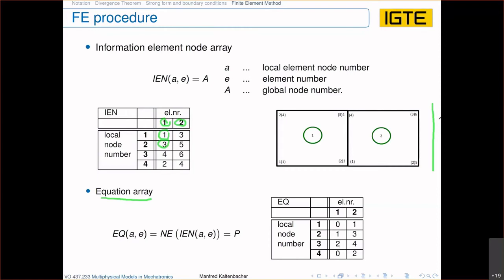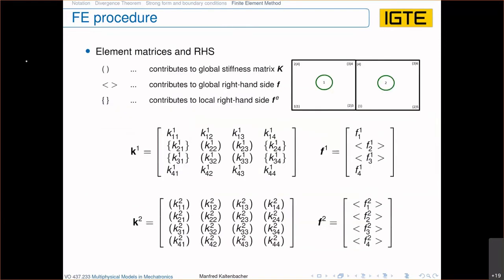For the second equation, we should have everywhere entry different from 0 because we have no Dirichlet boundary there. Okay, so you see also to set up the equation array in this sense is not a so difficult task. And we can now go and look what happens.